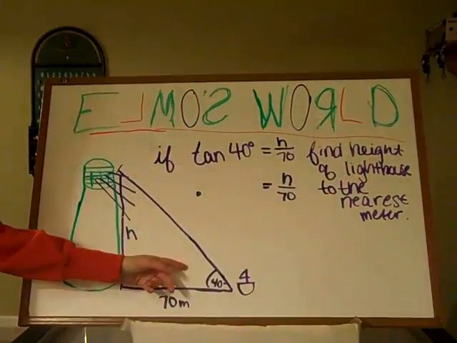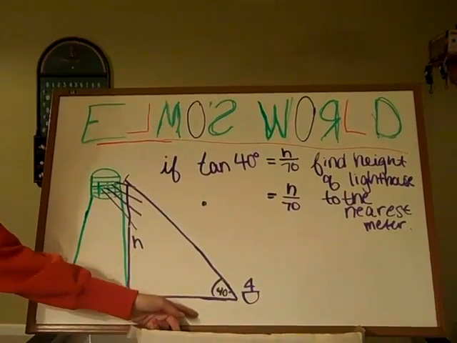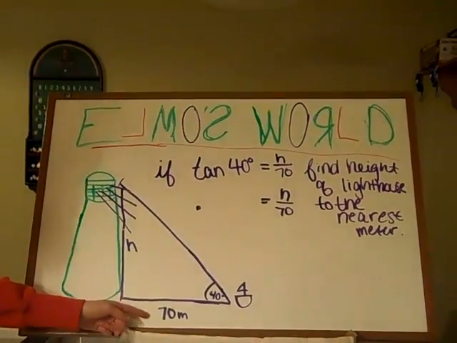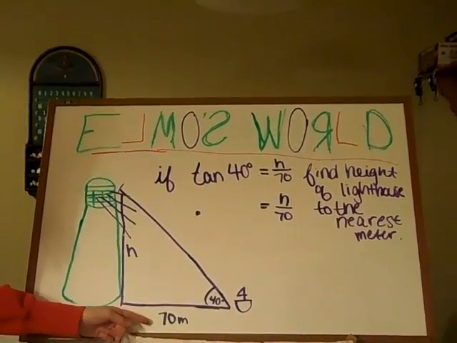Okay, guys, now I'm going to ask my goldfish Dorothy if she wants to help us with a problem. Dorothy, would you like to help us with a more difficult problem right now? I'd love to help you, Elmo. The tangent of 40 equals opposite over adjacent. Then the tangent of 40 equals h over 70. We can use that to find the height of the lighthouse to the nearest meter.